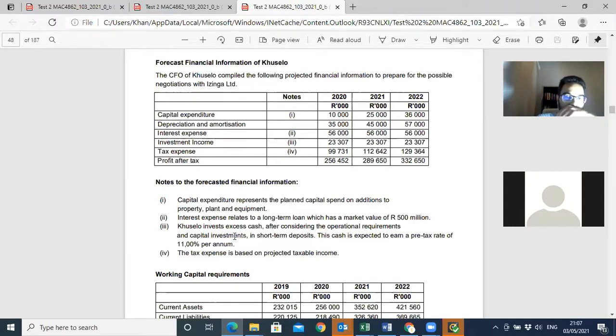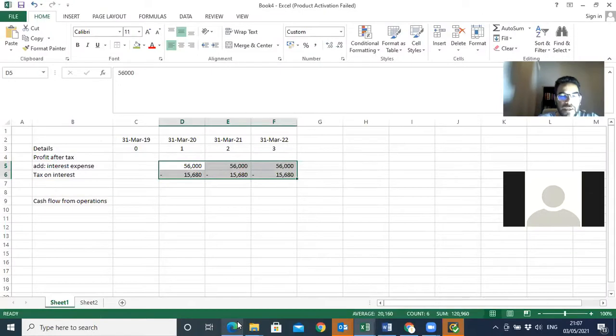So what we're going to do, we're going to remove the investment income. What is it? 23,307. Now the investment income is included in profit after tax. It's not an operating income, it's an investment income. How do we know? The word investment income doesn't mean an investment amount. You must have a look, what does income relate to? As we can see, it relates to income earned on excess cash. Excess cash is non-operating. So just take note of that. Excess cash is non-operating, so therefore we need to remove it.